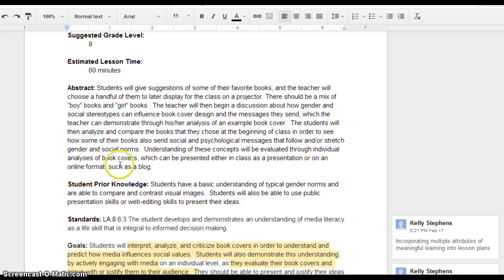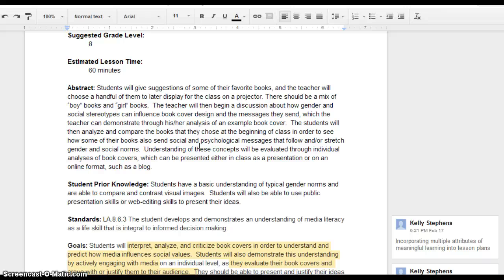So the main point of this lesson is to get students to analyze media in a new way than what they're used to. Specifically, what we're looking at are young adult books. And the main facet I've decided to focus on for them is book covers, specifically gender in book covers.